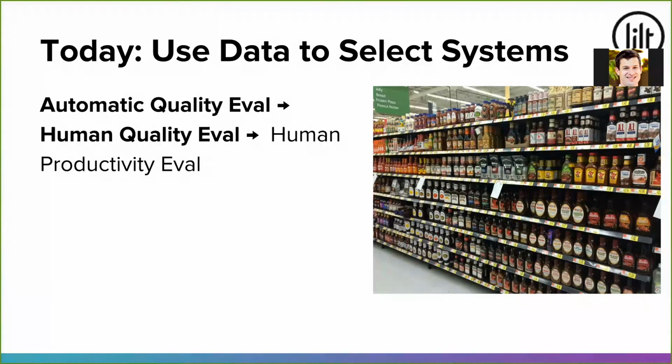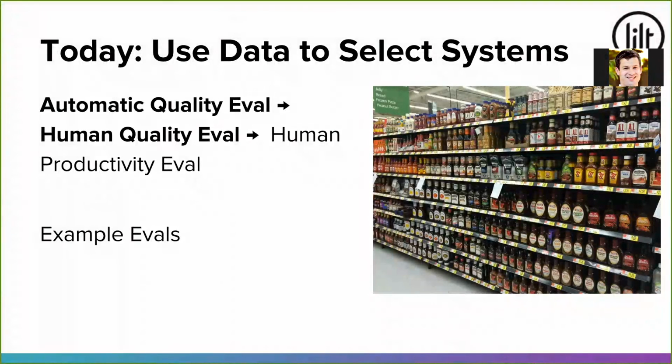So today, I'll go briefly through automatic quality evaluation. The goal of that is to winnow the universe of systems that we're going to be evaluating very quickly and cheaply. Then we'll talk about how to do a human quality evaluation. And the third part of this, if you were in an industry setting, is you probably want to do a human productivity evaluation. So that's a much longer discussion that we'll leave to next time. I want to get through automatic and human quality quickly.